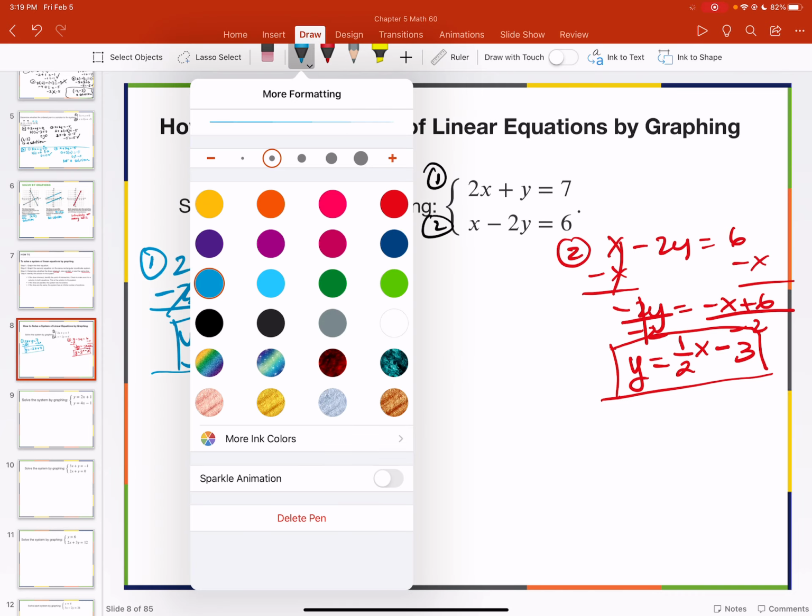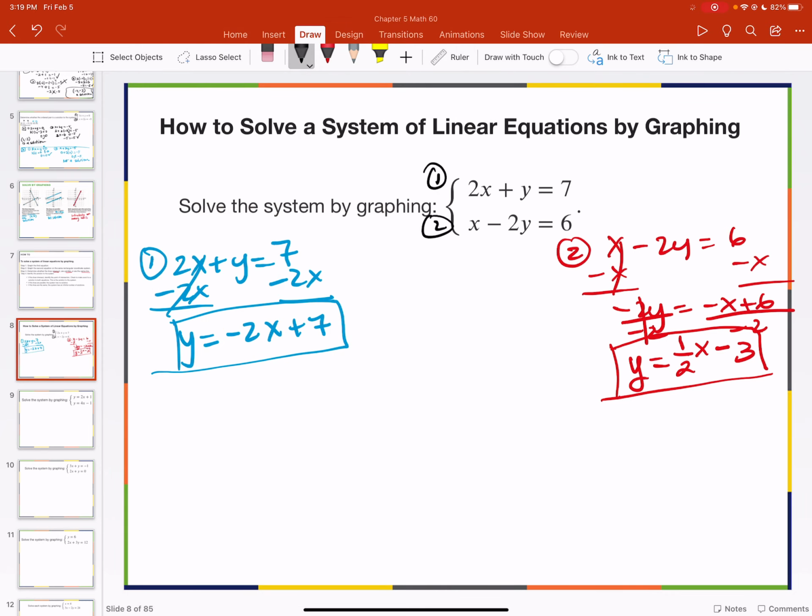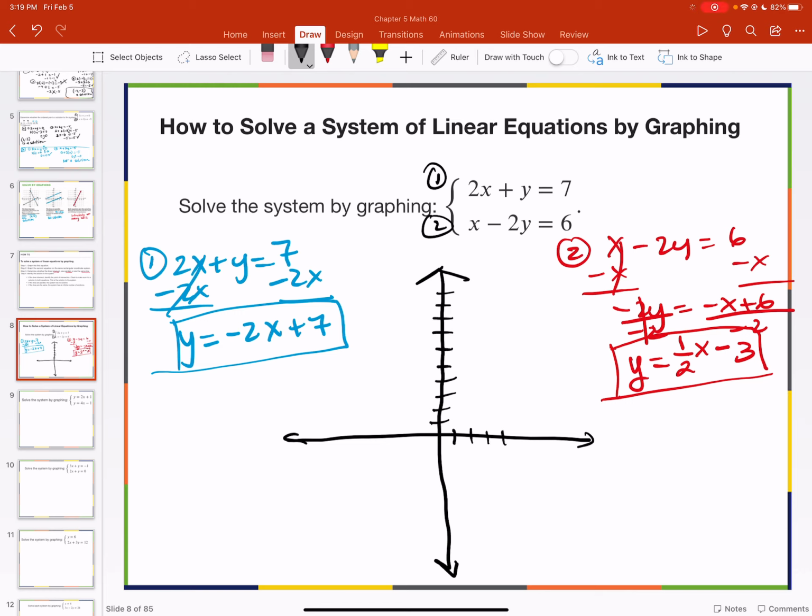Let's go ahead and draw our little coordinate plane here. Let's say here, and then I'm going to go 2, 3, 4, 5. Okay, so 1, 2, 3, 4, 5, 6, 7, 8, 9, 10. And then I'll do 10 on this side.